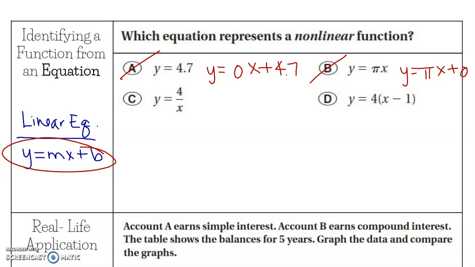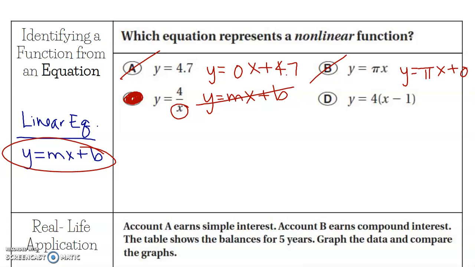Looking at C, y equals mx plus b. So this one, since we have x on the bottom, there's no way to bring it to the top. So this one actually is not in the form y equals mx plus b. So this one is nonlinear because we can't write it in that form.